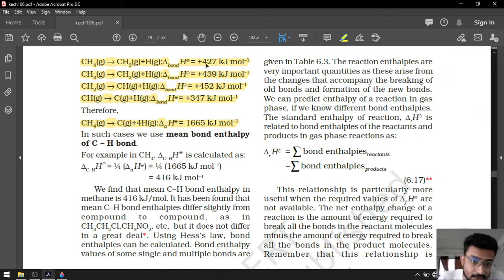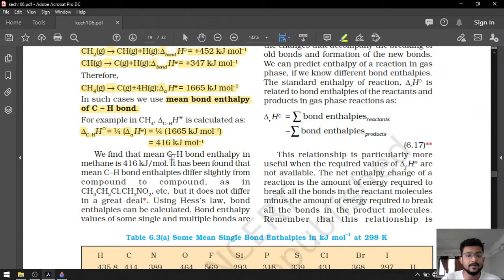Now, the average of these 4 bond values is known as the mean bond enthalpy. So, the atomization enthalpy of methane divided by 4 will give me the mean bond enthalpy of methane. Okay, this is bond dissociation enthalpy, this is mean bond enthalpy. Clear? Because atomization enthalpy is the addition of all the 4 bond dissociation enthalpies, and if we divide it by 4, we will get the mean. Okay, the middle value of all the 4.